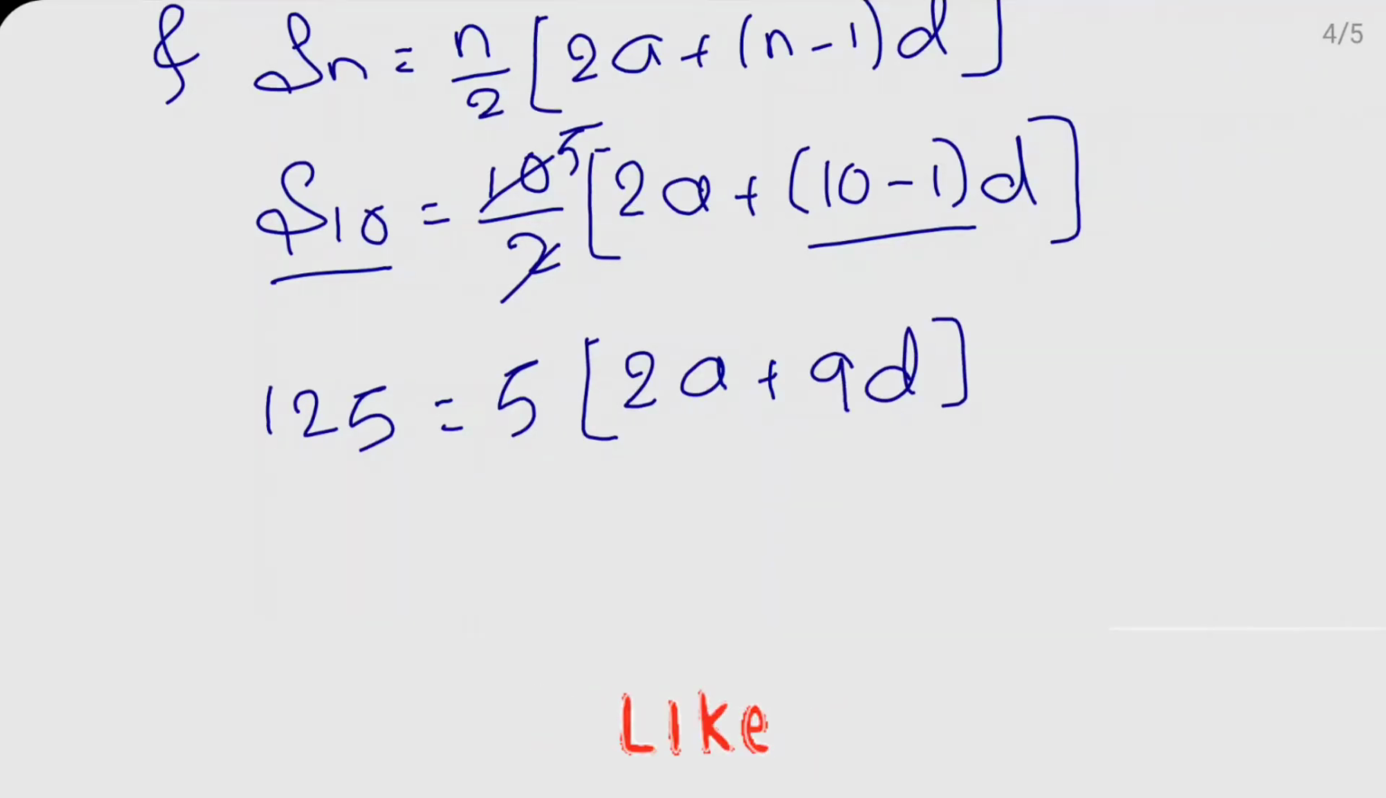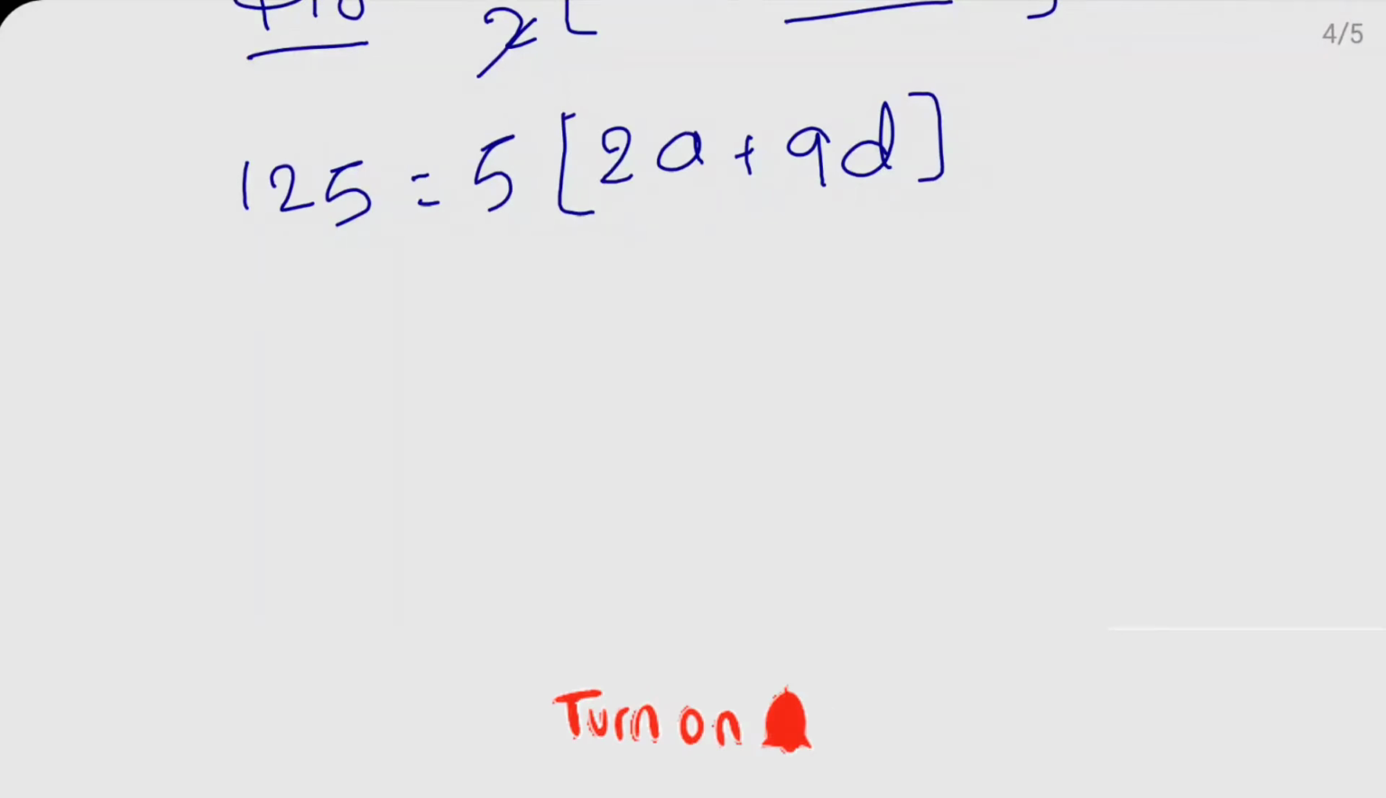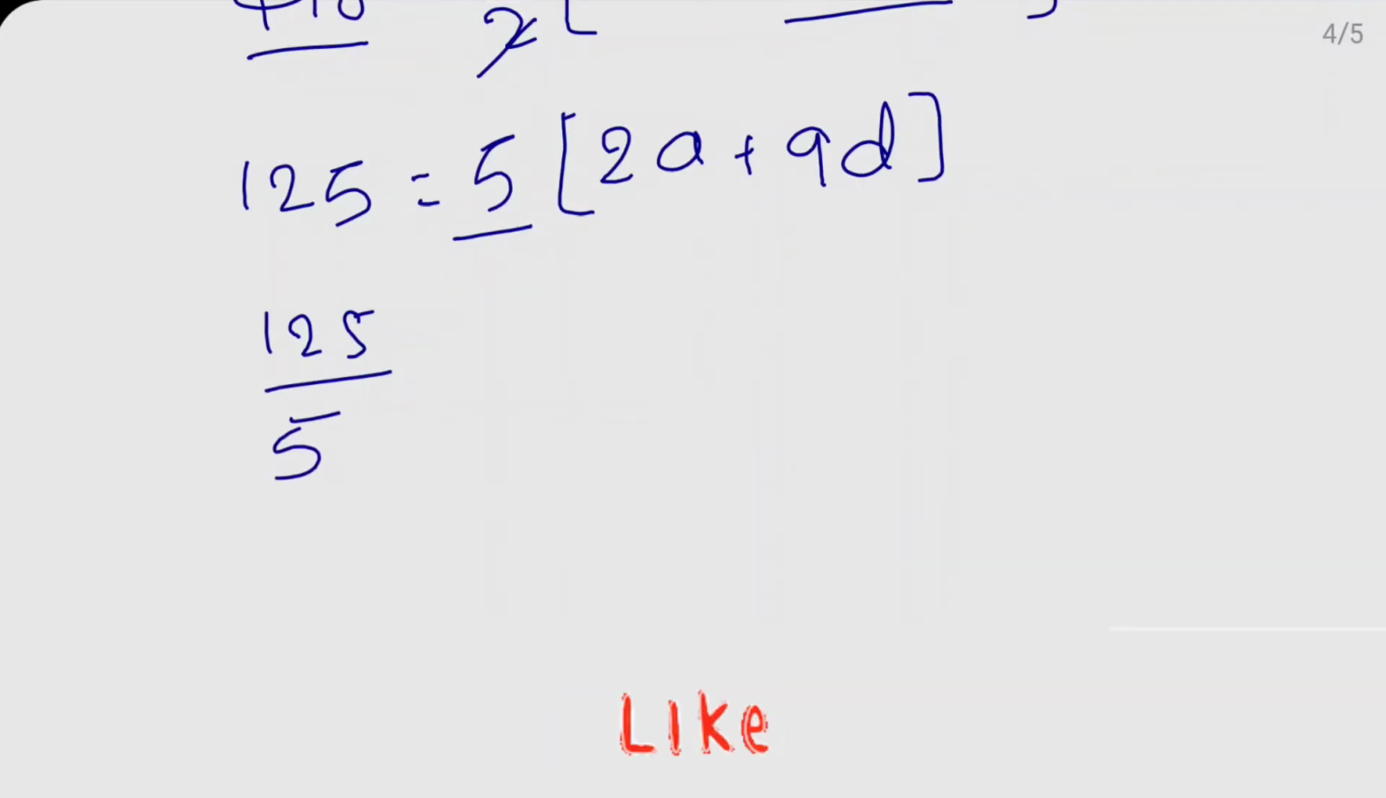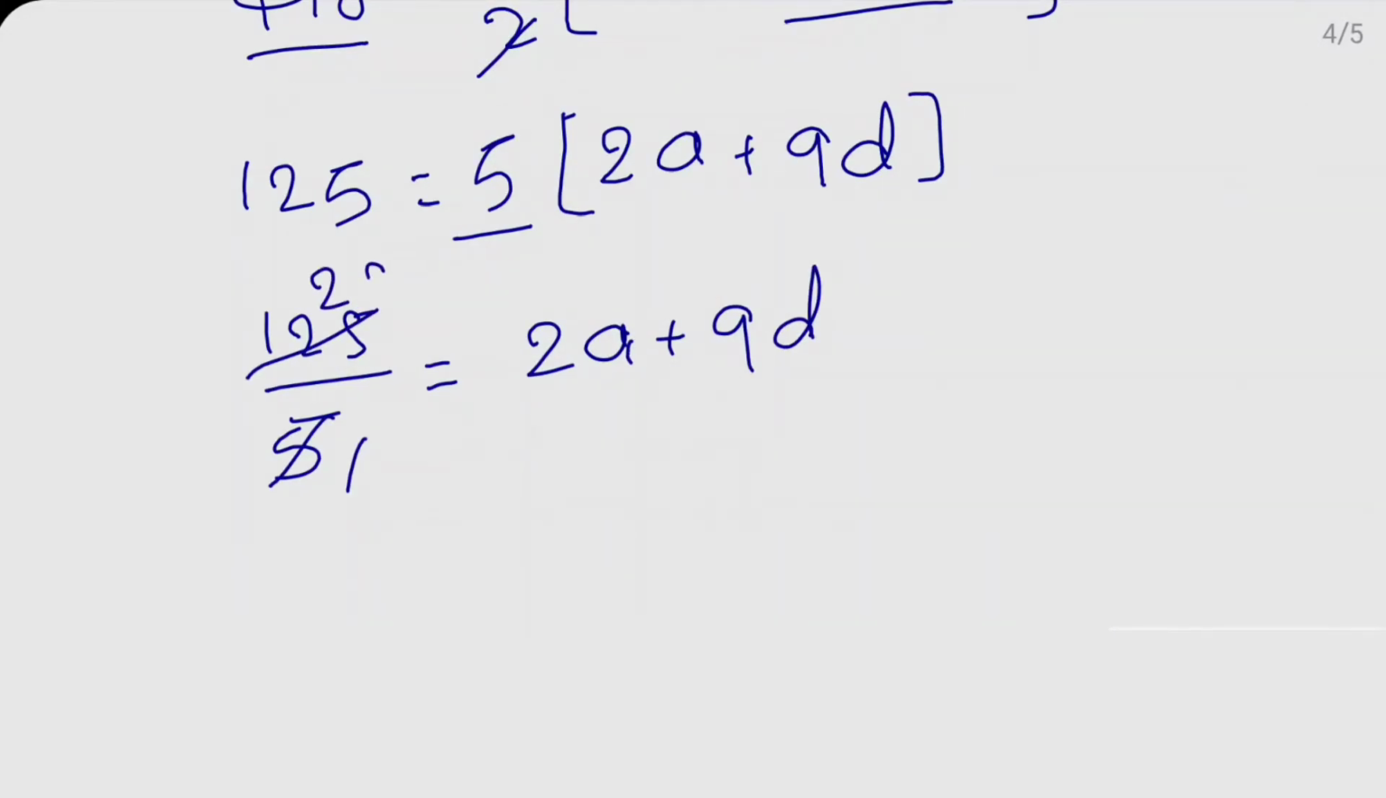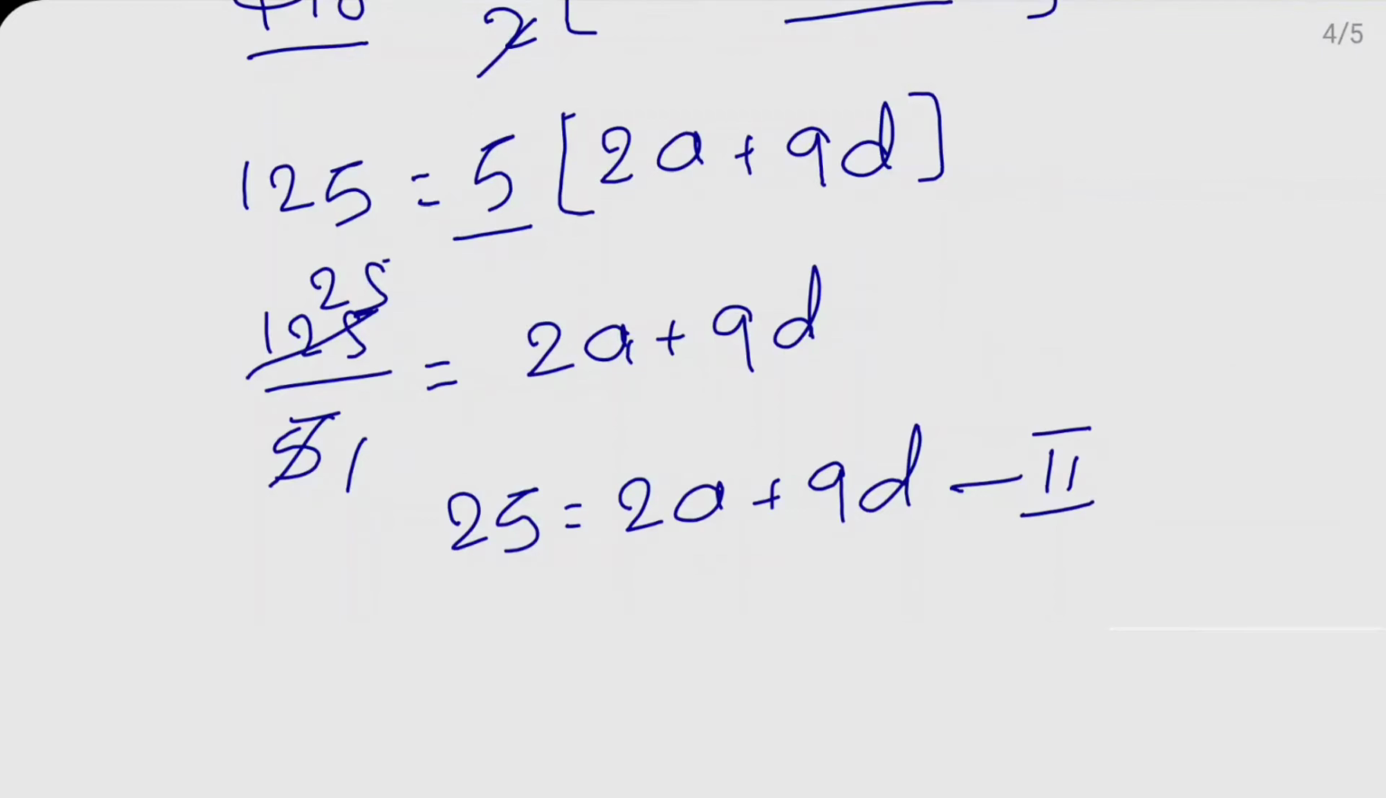Is it clear? So now 125 as it is and this 5 comes to the LHS side, it becomes a division, and this equals 2a plus 9d. So here 5 fives are 25, 5 twenty-fives are 125. So write down the remaining terms: 25 equals 2a plus 9d. So call this equation 2.